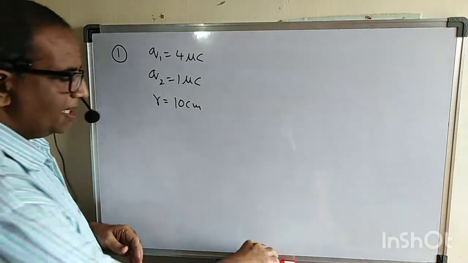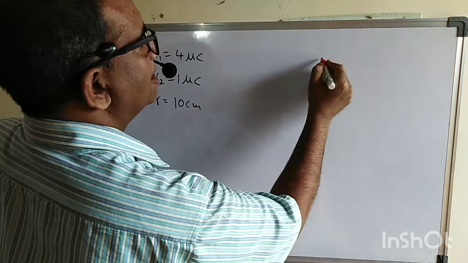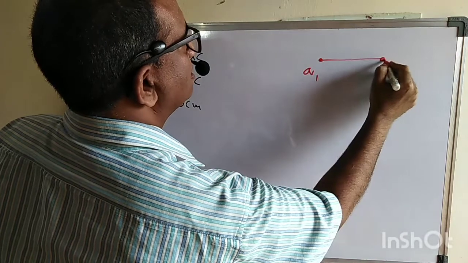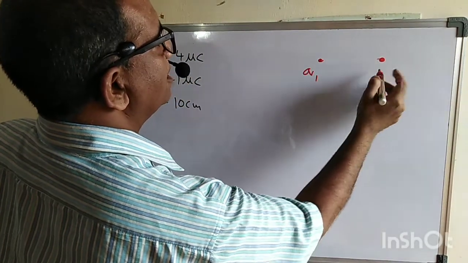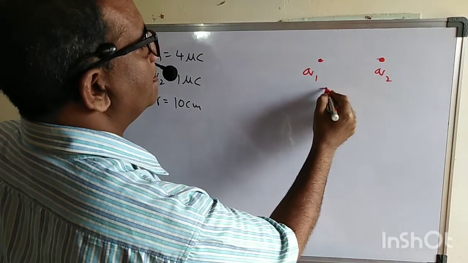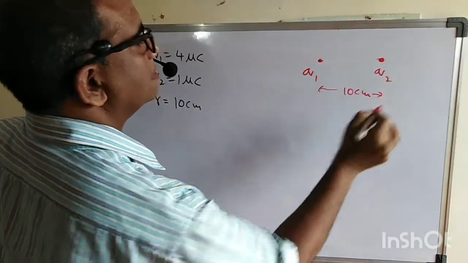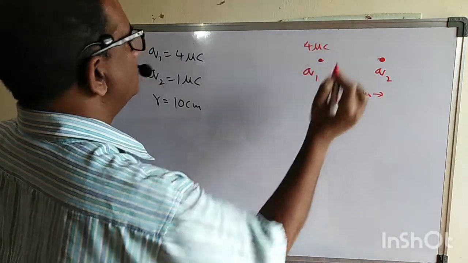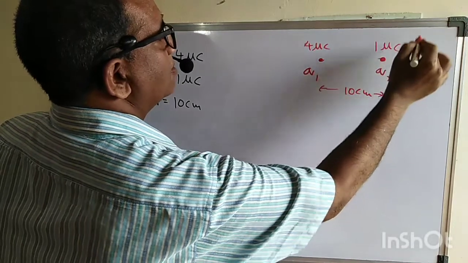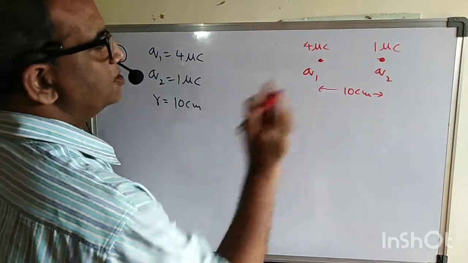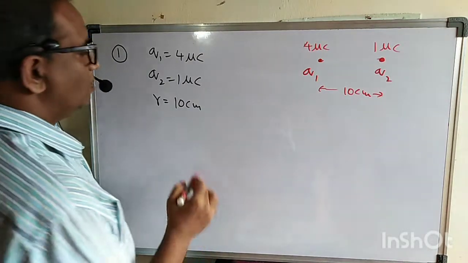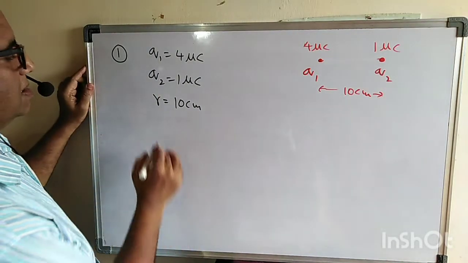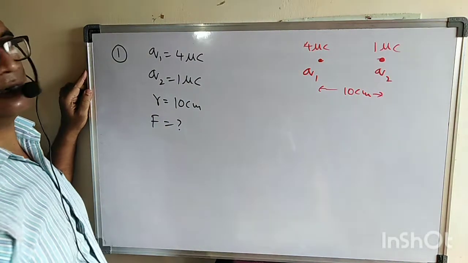Here they have given two charges. Let us say this one is Q1 and at some distance is Q2, and they are separated by 10 centimeter. Q1 is 4 microcoulomb and the next one is 1 microcoulomb. Then what is the force acting here? The question is, what is the force acting on the charges? That is the force. It's very simple.